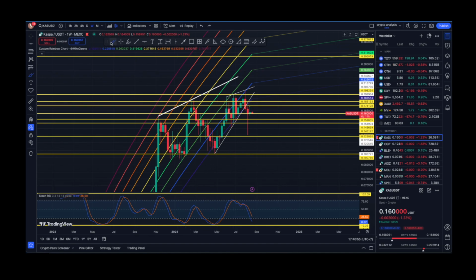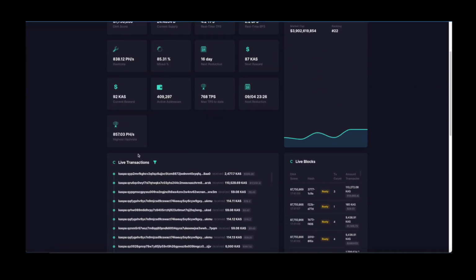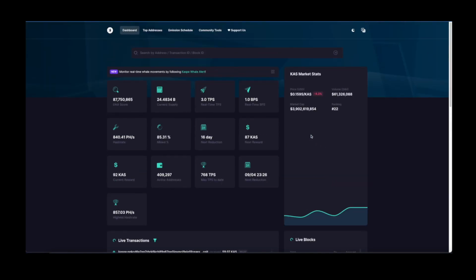But now guys, looking at the dashboard for Kaspa, we are sitting at 92 for the current reward. The next one is going to be 87. The next reduction is scheduled in 16 days. We are sitting at 85.3% mined, and the hash rate is sitting at 838 petahash per second. The all-time high is 857 petahash per second, and we are sitting at 3.9 billion USD in market cap valuation for Kaspa.